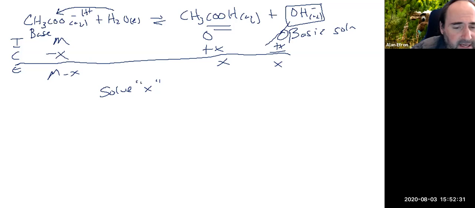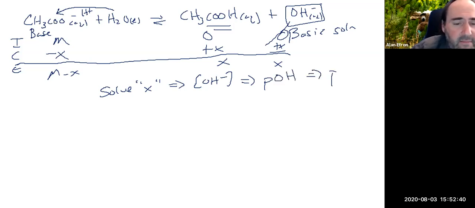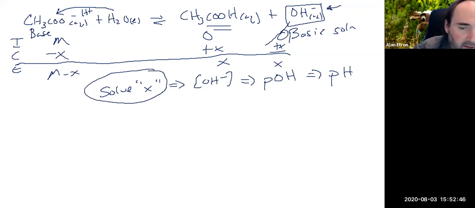And x in this case would equal the hydroxide concentration, which would get us to the pOH and then to the pH. But most importantly, when we go to solve for this, the part that most people screw up on is this part of it. Because we produced hydroxide, and in a problem where you had to do a calculation, you most likely have the Ka value for acetic acid. You actually need the Kb value here, right?